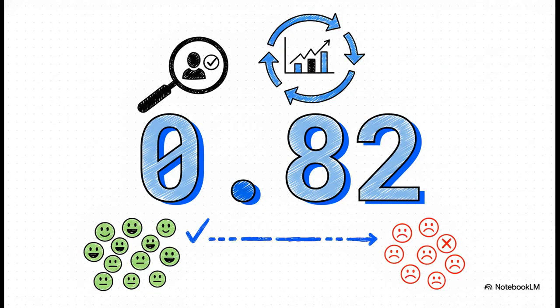Well, it ended up with a precision of 0.82. Now, what on earth does that mean? In plain English, when the model pointed to a customer and said, hey, this one is a high risk, it was right 82% of the time. That's pretty good. Very few false alarms.